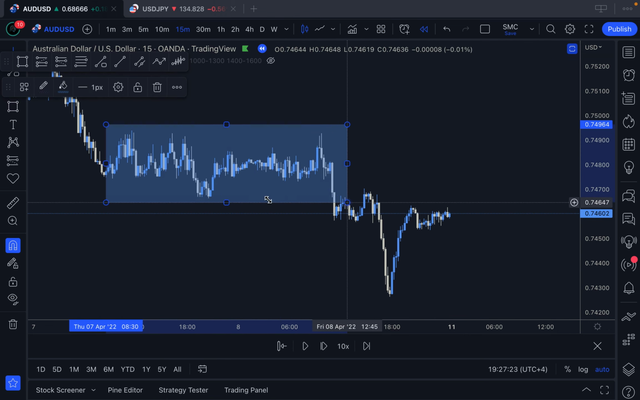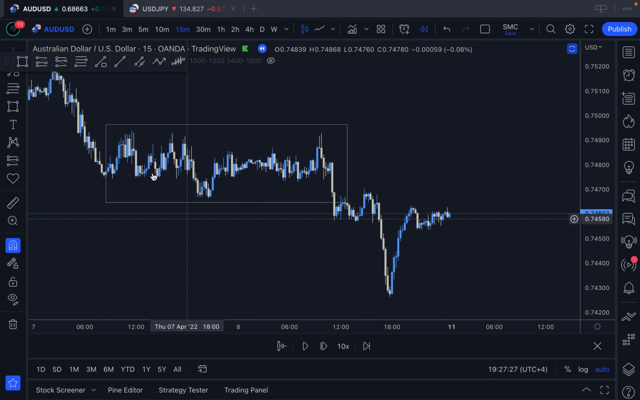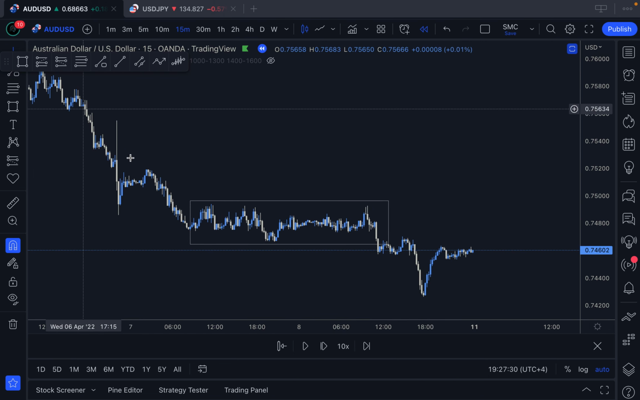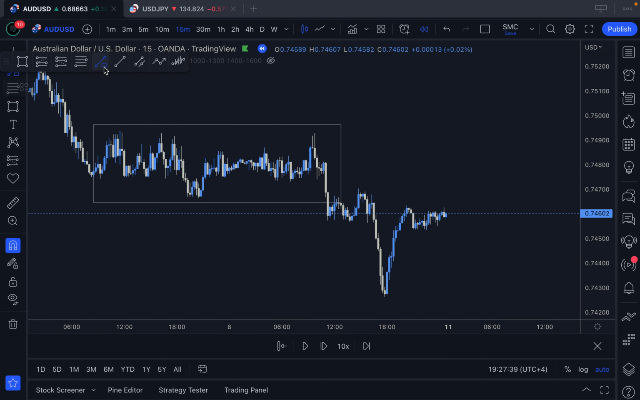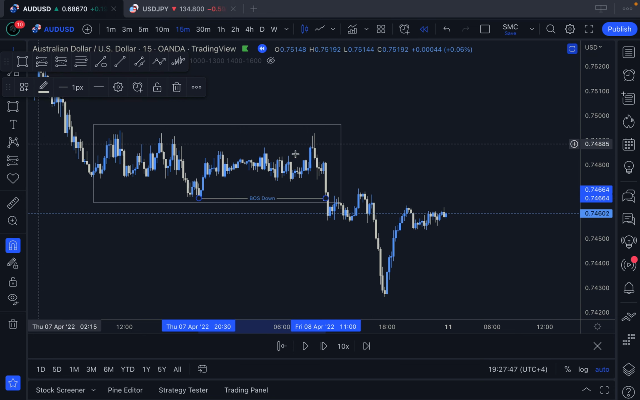All right, this is the area where we were consolidating, and then you see the overall trend of the market is down. Okay, we consolidated for a while. All right, and then we started moving down again. So once we started moving down again, we can identify this was the area in the market where the structure was broken, and we call this a break of structure to the down.